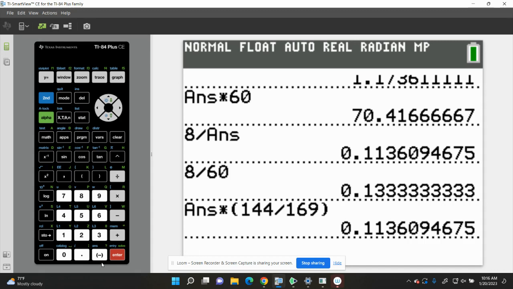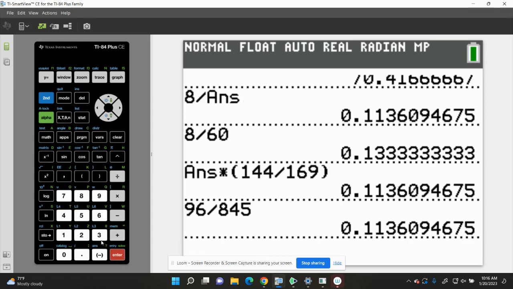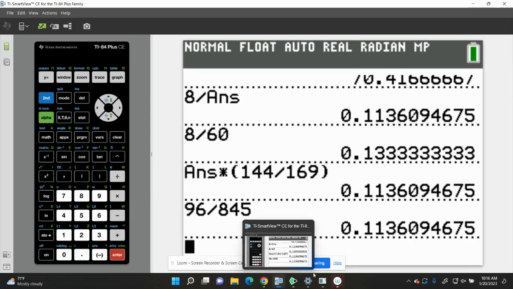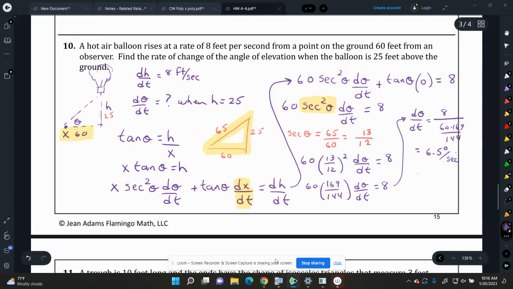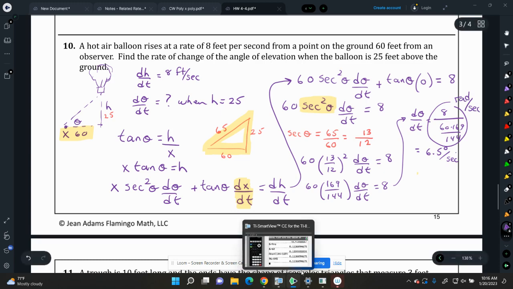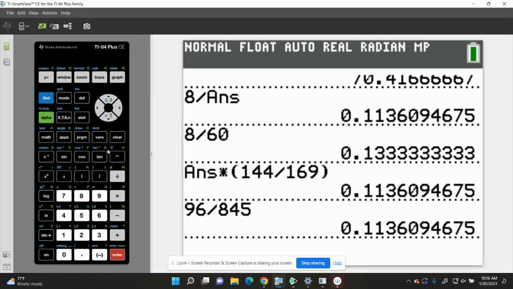Okay, hold on a second. I think I figured out something. The answer that we get on our calculator when we do this math is in radians. This is radians per second. I didn't write my notes clearly, and I'm sorry. So then I changed it to degrees per second. How do we change radians to degrees? You multiply by 180 over pi.